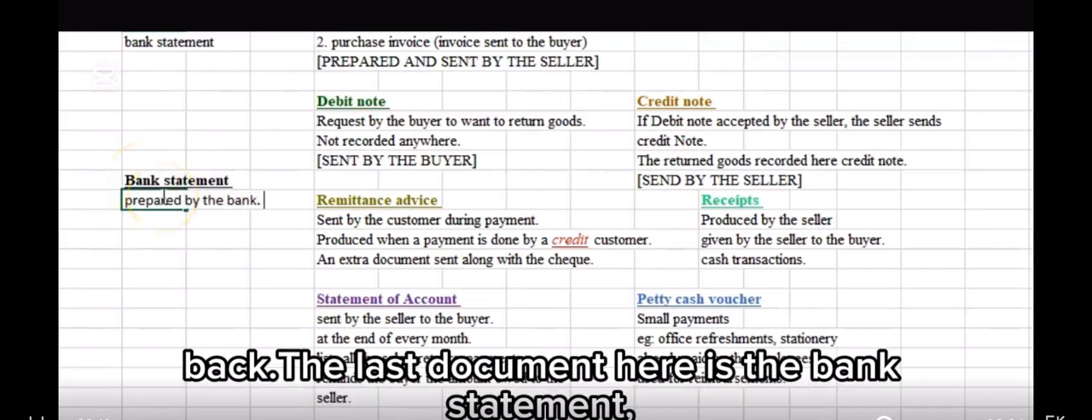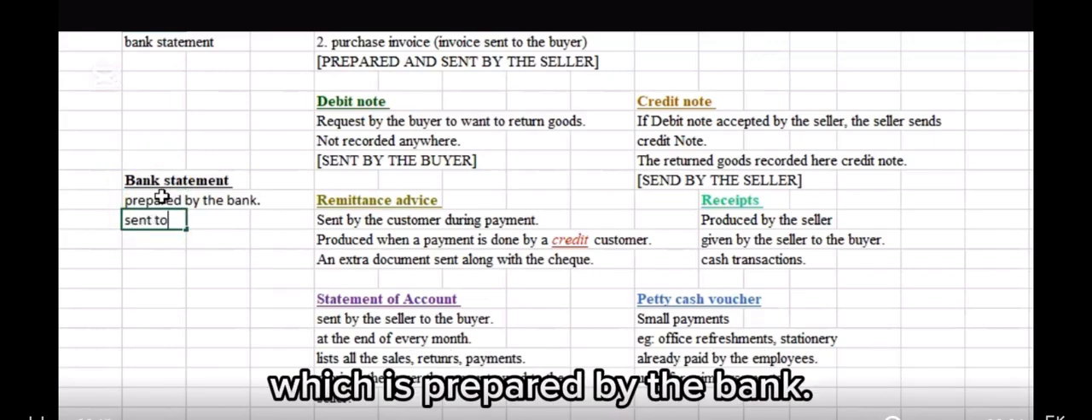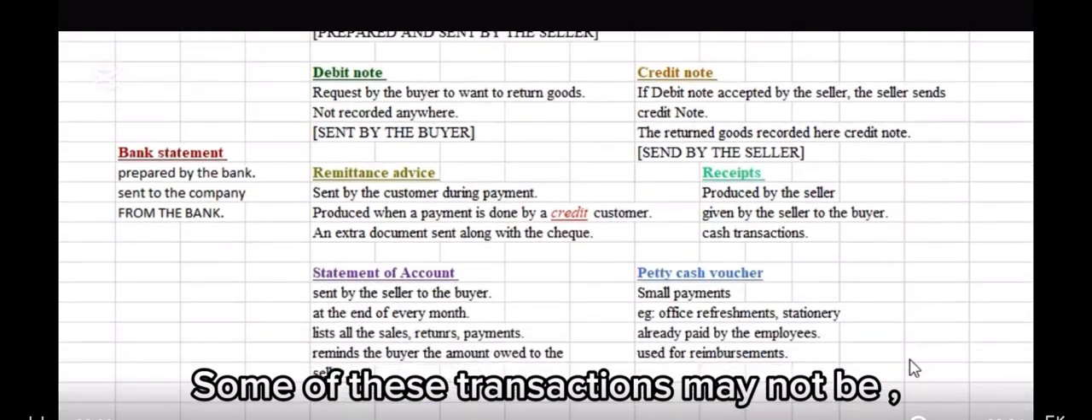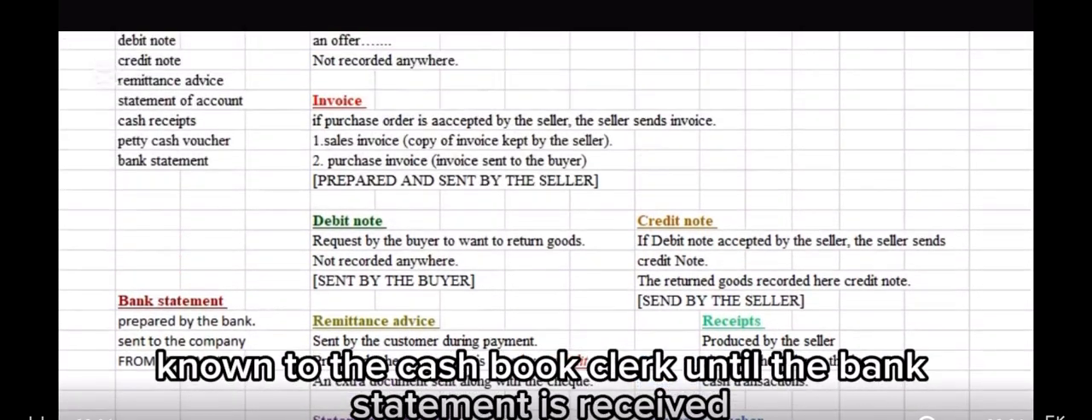The last document here is the bank statement, which is prepared by the bank. It shows all the company's bank transactions for the month. Some of these transactions may not be known to the cash book clerk until the bank statement is received.